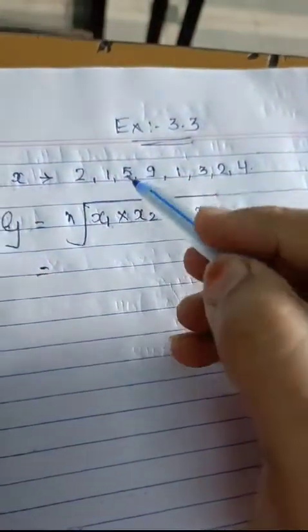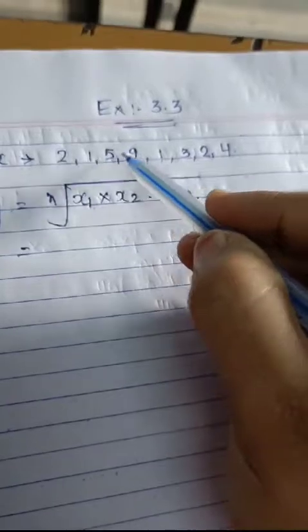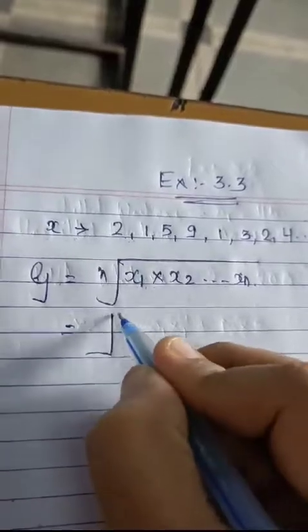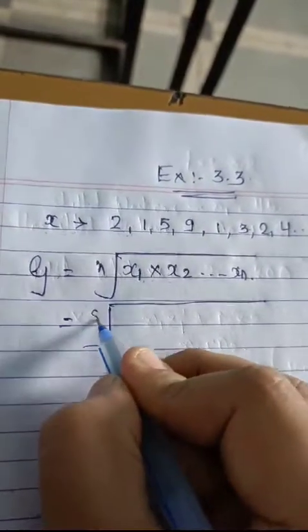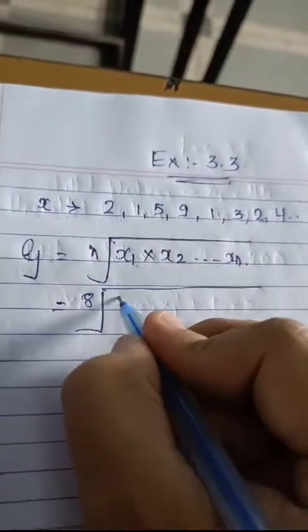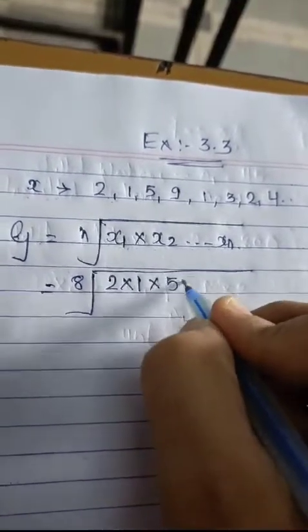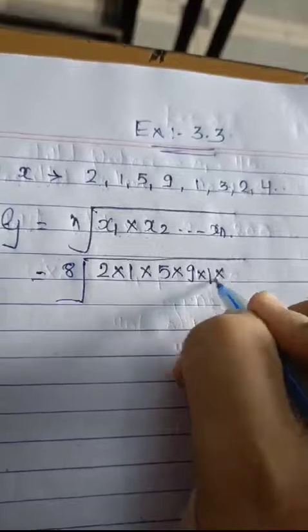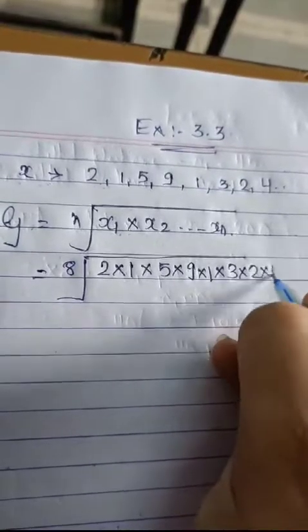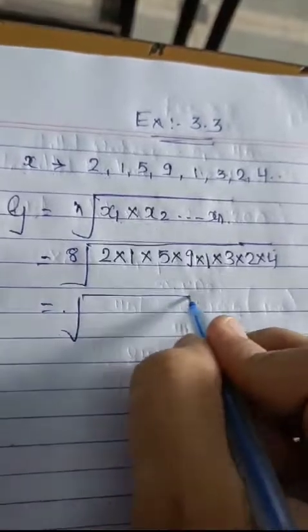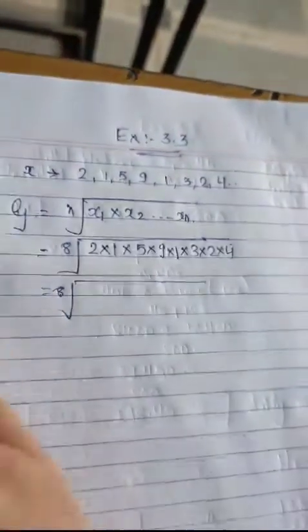So how many terms they have given? 8. 1 2 3 4 5 6 7 8 terms they have given. So in place of n we will write 8, into x1 that is 2, multiply by x2 that is 1, that is 5, 9, 1, 3, 2, 4. All the terms you will be writing in the bracket. Then we will be doing the multiplication of all the terms.